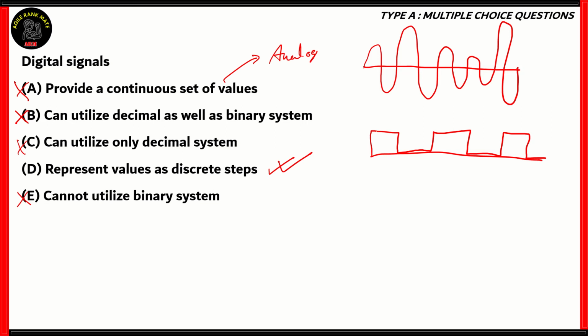And if you look at the graph, you can see that it goes on a particular value, then it goes on another value, and there's a sharp difference. Unlike analog, where the amplitude is constantly changing, which means there's a continuous distribution. So therefore, option D is the correct option for this question.